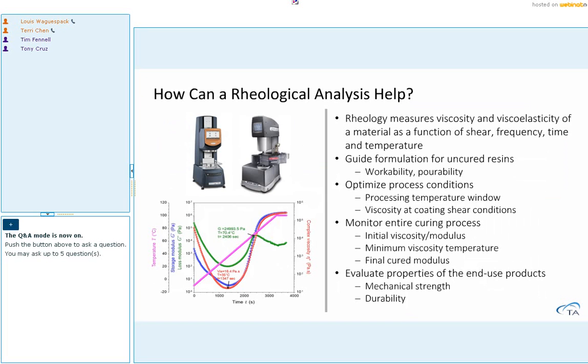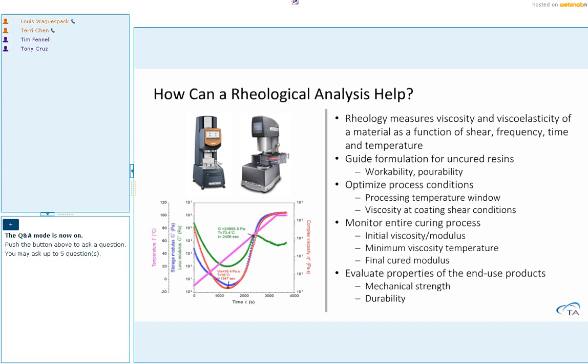In addition to thermal analysis techniques, rheology is also important to thermoset polymer research and manufacturing. Rheology measures viscosity and viscoelasticity of a material as a function of time, temperature, shear, or frequency. For research work on uncured resin or formulation, the viscosity measurement in rheology can help to evaluate the workability and pourability of the resin at certain coating shear conditions. It also helps with optimizing the processing temperature window.